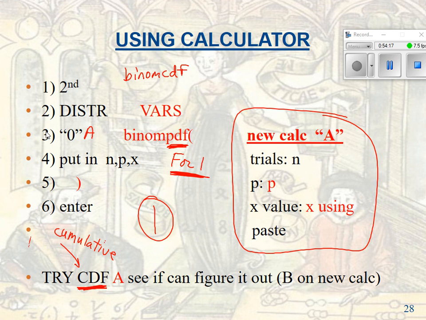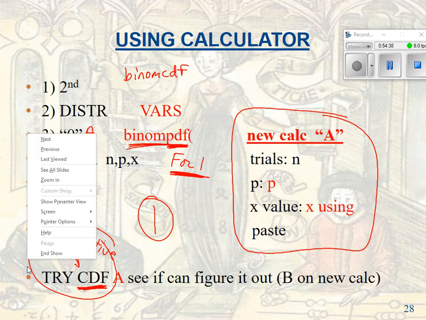So on this, the CDF we use if we want more than just one. We can use the CDF to help us find that. If we just want one, then we use the PDF part. Alright? Let's see if we got one on here.